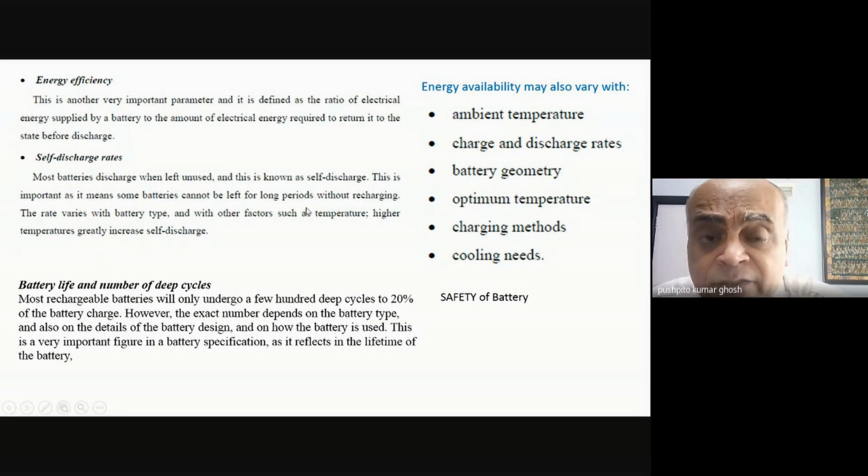There are other things that you need to remember. One is, of course, the innate nature of the battery, but then batteries are very dependent on the ambient temperature. How you operate them, that is whether I'm discharging them fast or slow, that will have a huge effect on the performance of a battery. What is the charging method that you use?